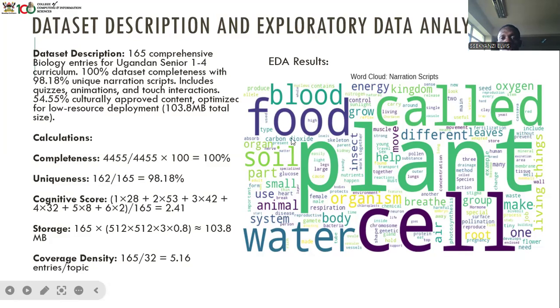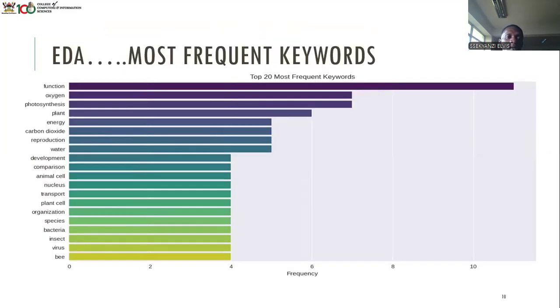As you see the EDA results, basically the frequency and the exploratory data analysis of our dataset. Here, this visualization shows the frequent keywords used: function, oxygen, photosynthesis, among others.